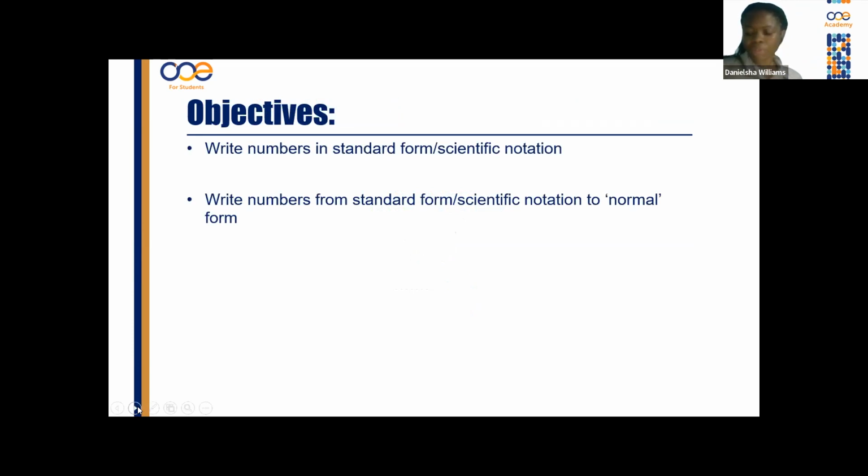So our plan for today's session is to look at how you write figures in standard form, as well as writing from standard form to the normal form that we are used to.